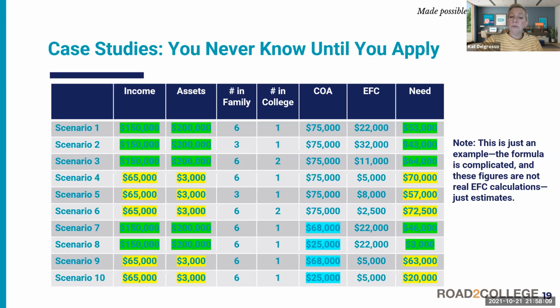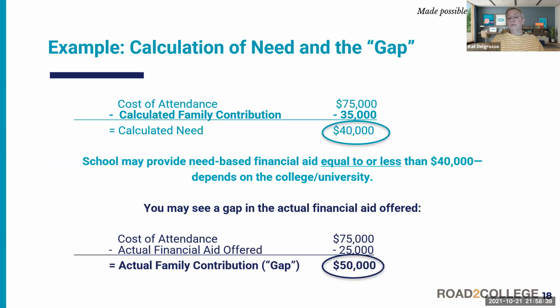Then scenario 3 has the same income and assets, but now we've got 2 in college. Now the EFC is broken down to about half of what it was in scenario 1, because there are 2 in college. On the CSS profile, for the purposes of this example, the calculated contribution goes down further because you've got 2 in school. And going back to the slide I didn't really go through, cost of attendance minus family contribution equals your need.